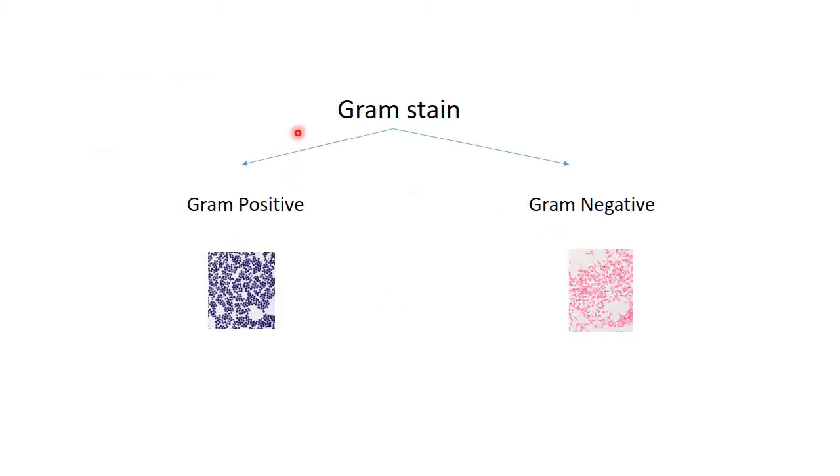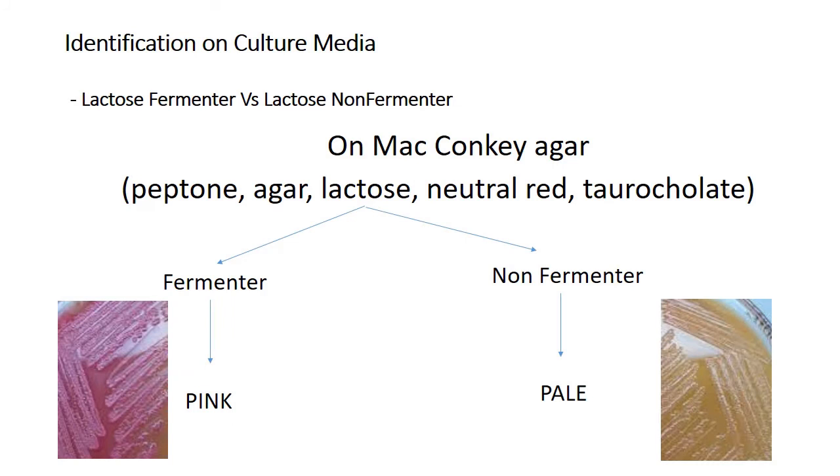The second step in microscopy is the gram stain. Now remember, this gram stain is of the organism and not of the sample. And here we would see whether the organism is gram positive or gram negative. Now along with the microscopy, we identify the organism on the artificial culture media based on the color, shape, size, consistency, etc. And as we all know, the most common artificial culture media that we use is the MacConkey agar as well as blood agar.